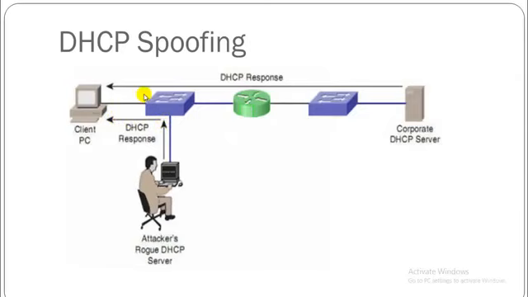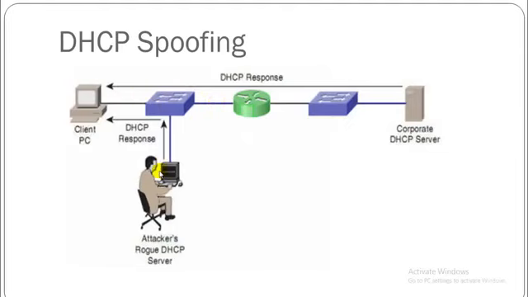And later on, no matter what happens, even if it tries to connect to the corporate original server again, they will not be able to connect. The reason being that the attacker has already gone ahead and poisoned its cache memory, and no matter which one it tries to connect to, it will always connect to the rogue attacker's DHCP server.